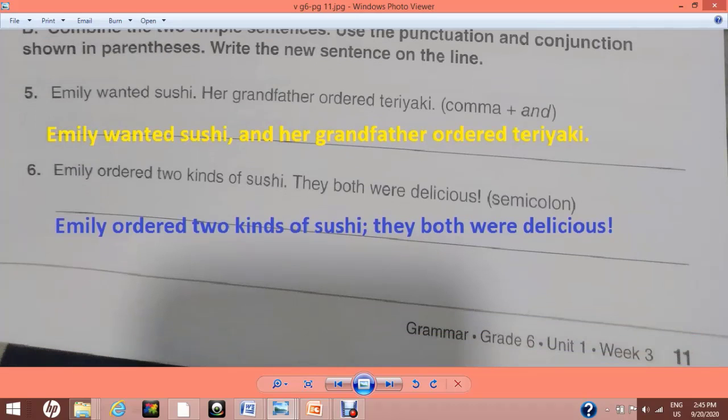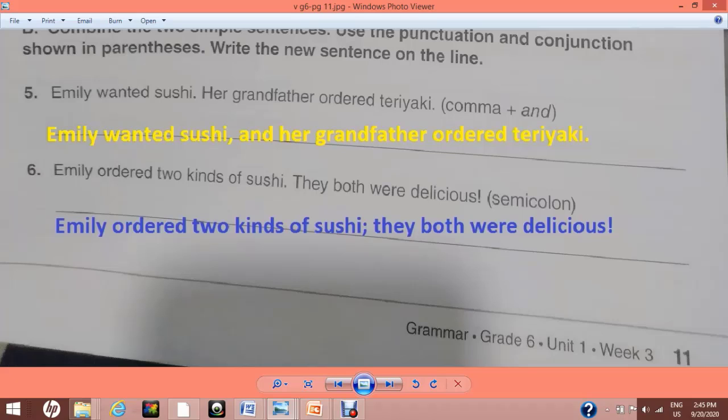Number 6. Emily ordered 2 kinds of sushi. They both were delicious. Now you are going to use a semicolon to join two clauses for the purpose of a compound sentence. Emily ordered 2 kinds of sushi, semicolon, space, they both were delicious, and at the end there will be a sign of exclamation.